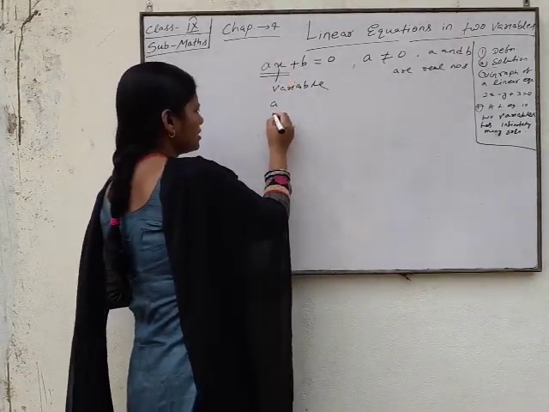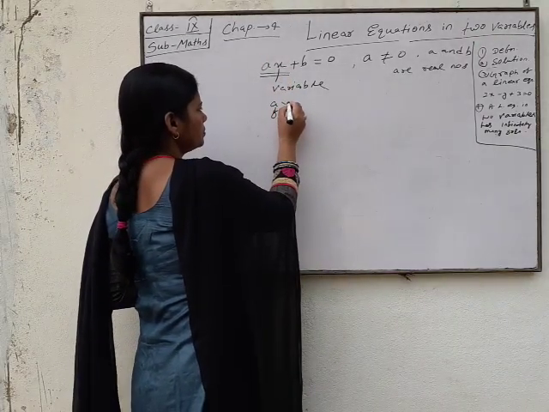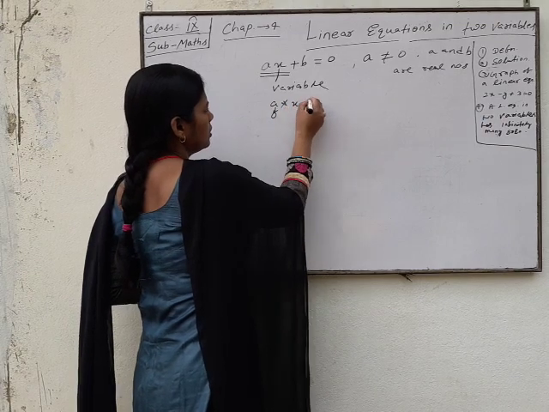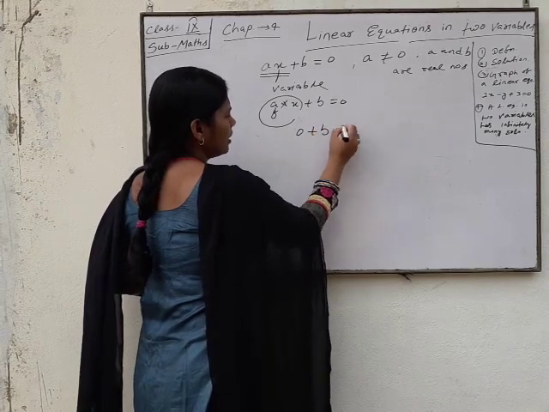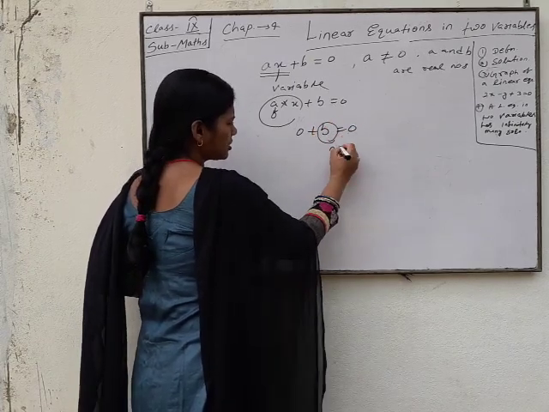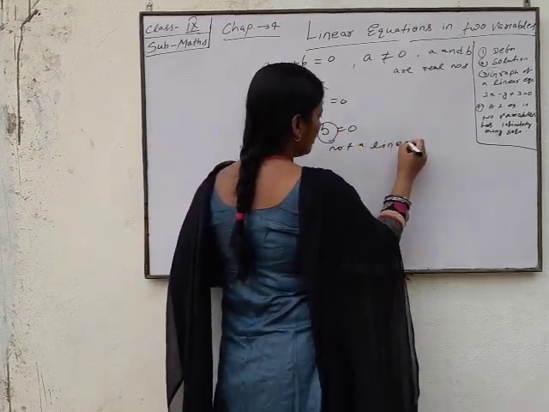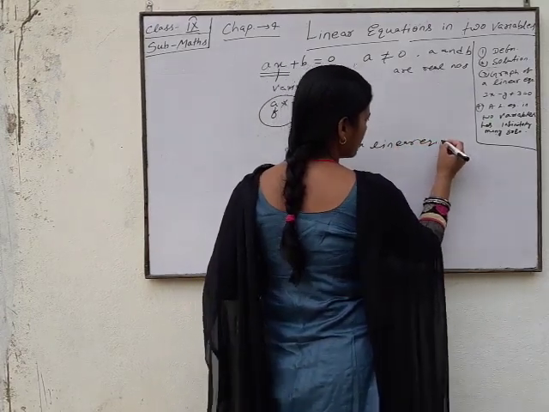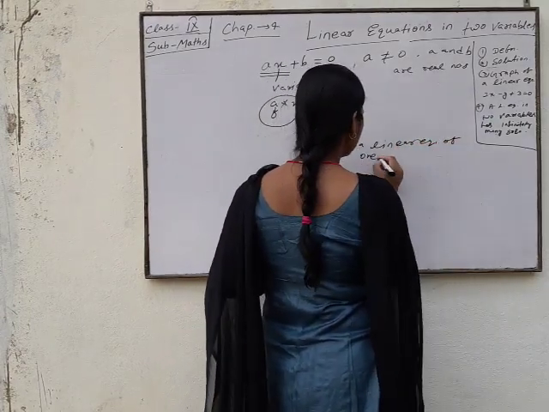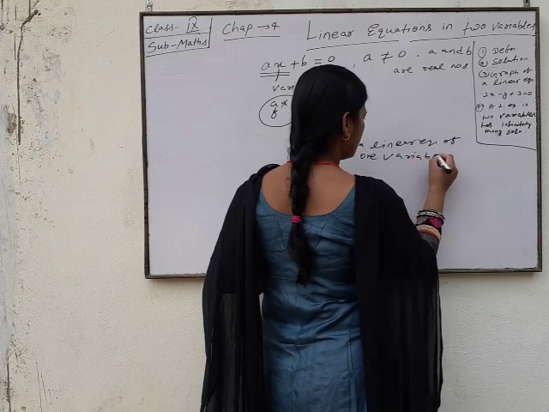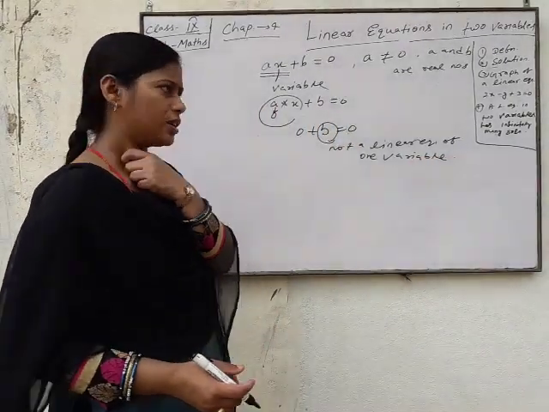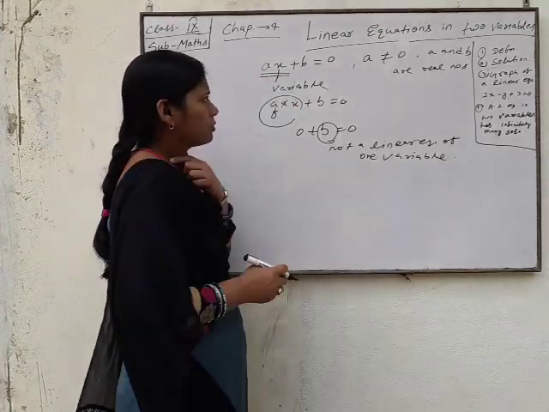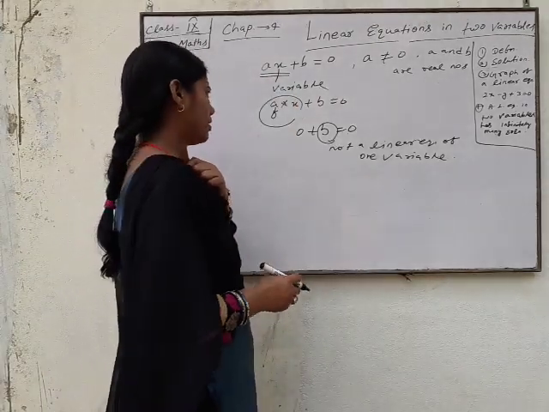If you put a equal to 0, the term becomes 0 plus b, and this is b equal to 0. This is not a linear equation in one variable, because here there is no variable, only the constant term is left. So this is the form of your linear equation in one variable.